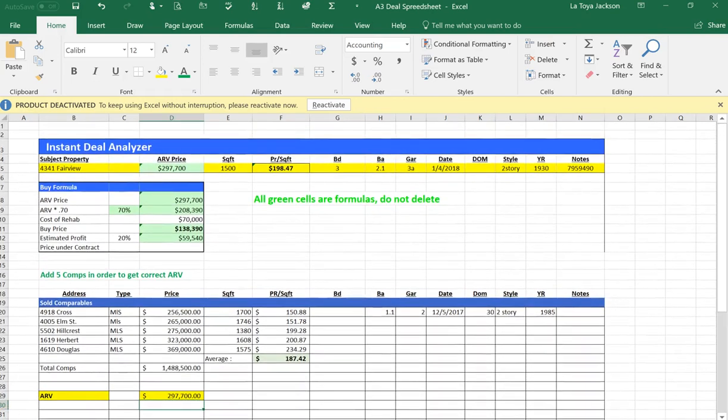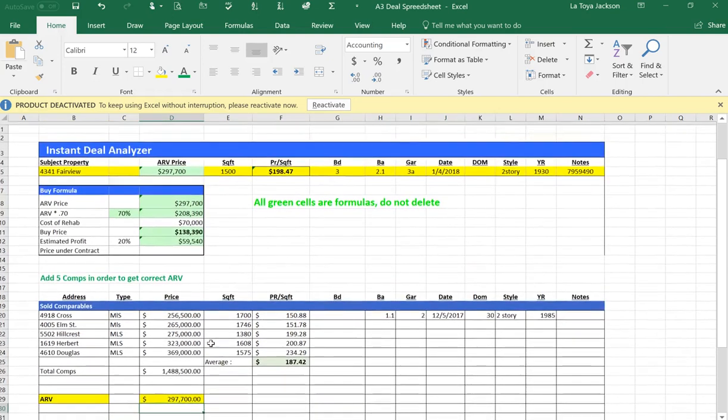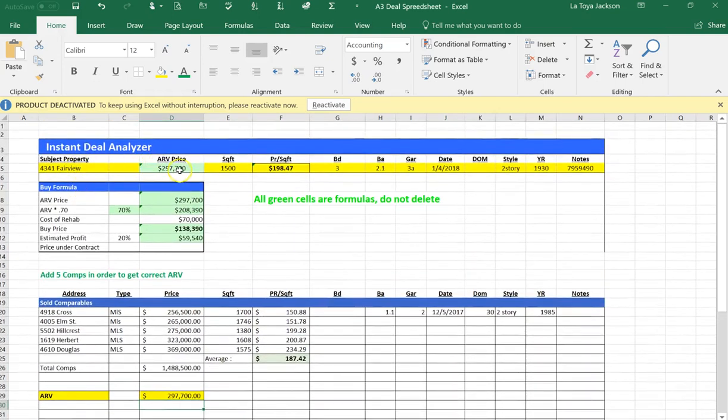So that's how we get the ARV. Now, based on the square feet, you're able to see the price you're paying, $150 per square foot, and then it shows you the average. So now you know that the ARV is $297,700. So that's what we came up with here, $297,700.